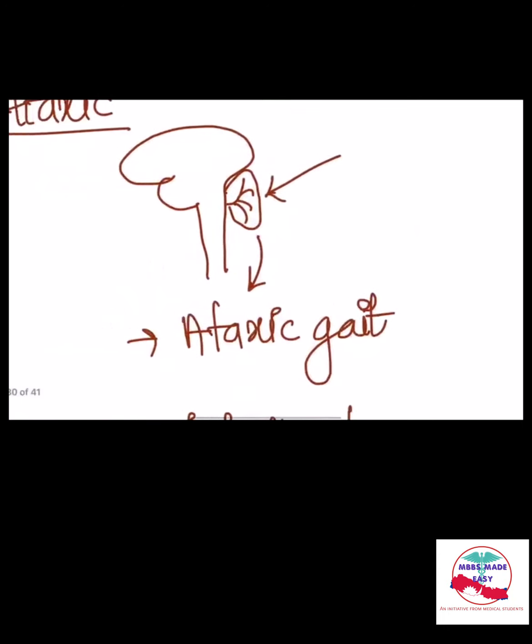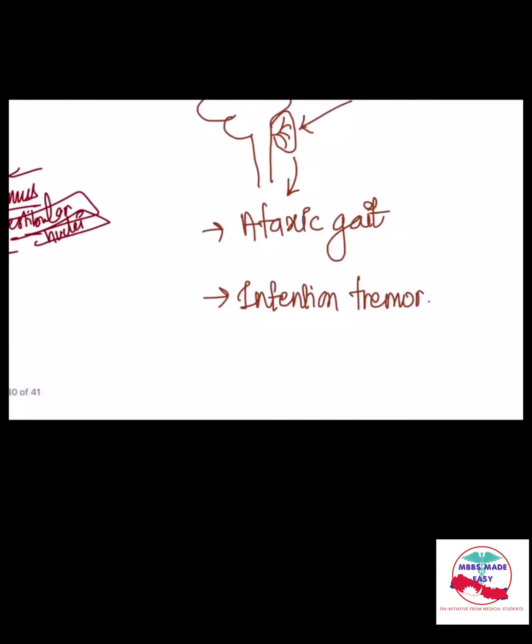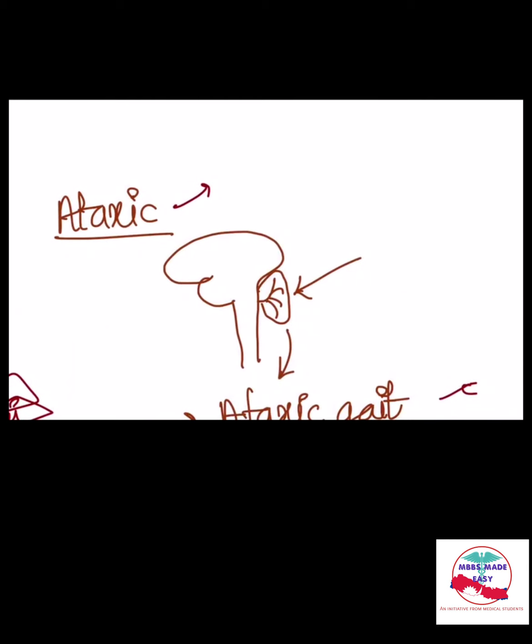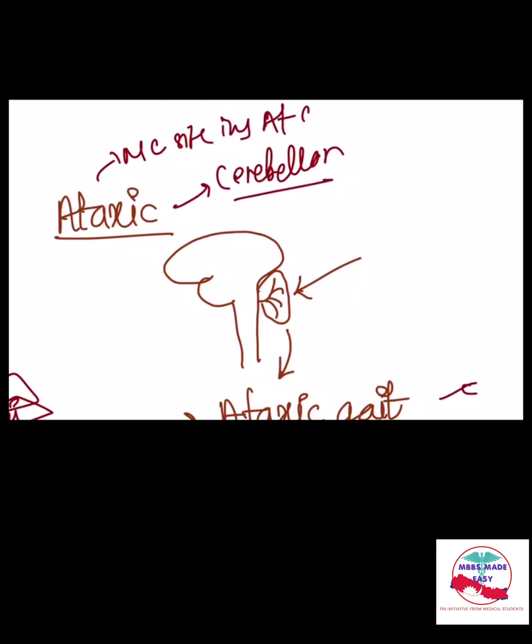And finally, ataxic type of cerebral palsy presents with ataxic gait, wide-based gait, and intention tremor. Once again, one thing to remember is that it is very easy for us to think that ataxic gait is associated with cerebellar injury, which is in fact true, but the most common site of injury in ataxic cerebral palsy would be the forebrain, followed by the cerebellum, right?